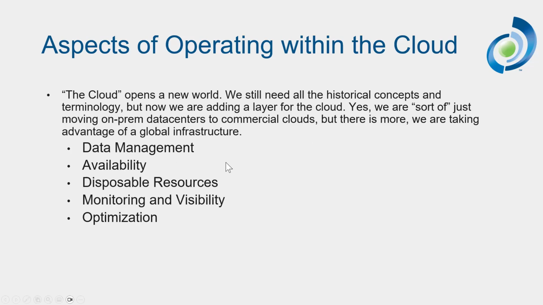So, some of the things we're going to talk about here are data management, availability, disposable resources, monitoring and visibility, and optimization. Now, one of the reasons I put "sort of" on this slide is we're not just trying to move things out of the data centers. That is a huge reason to do it. And as you know, we pay only for what we use. There's lots of cost savings, but it also opens up a brand new world. There's lots of things that we can do in the cloud that we never could have done in our own data centers. So just know that removing our data centers is not the only goal of cloud. There are also other reasons.